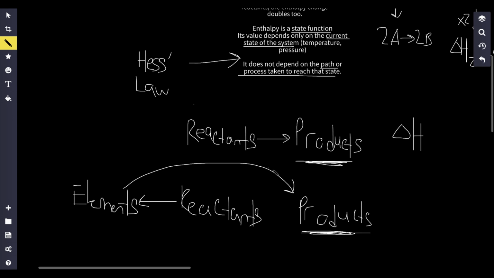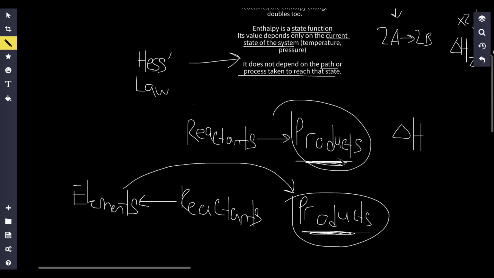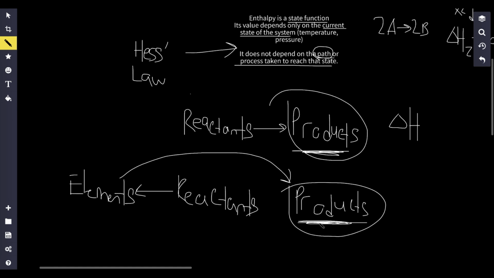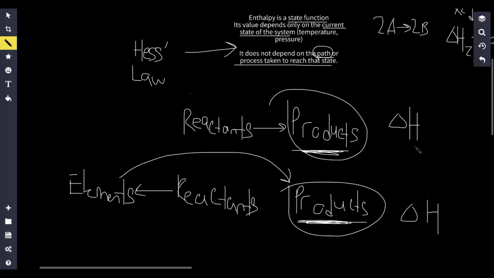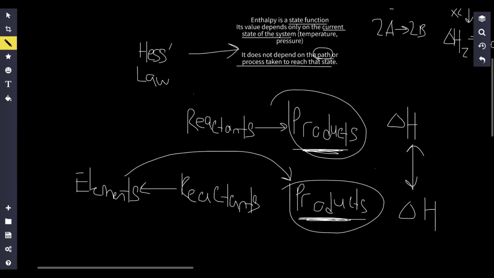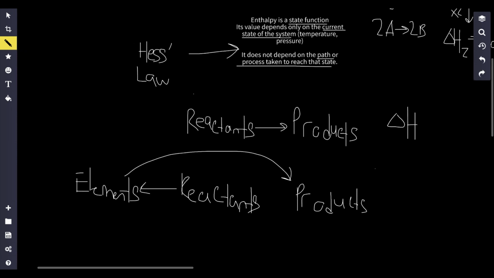So even though we've gone a different route to get my products, enthalpy values do not depend on the path. So the enthalpy value, when I go from reactants to elements and then elements all the way back to products, is actually going to be the same for both of these processes. And this is essentially what we're doing with enthalpies of formation. We're taking advantage of the fact that it does not matter how we get to our products. We're disassembling our reactants, and then after that, we're turning them back into our products.